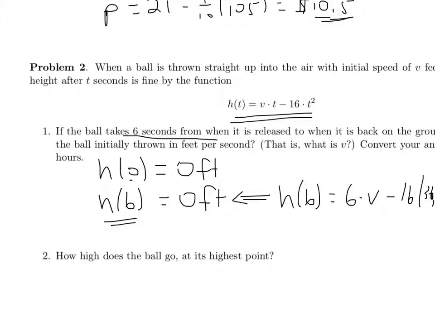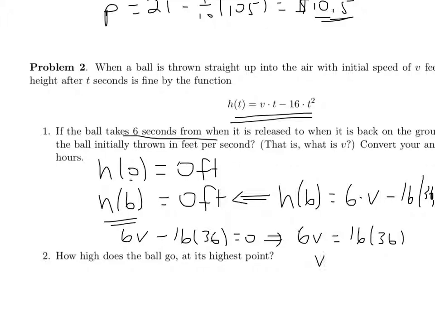So in order for this to be 0, in order for 6v minus 16 times 36 to equal 0, that means that 6v will have to be equal to 16 times 36, and so if I divide both sides by 6, I'll get v as 96. So this is 96 feet per second.